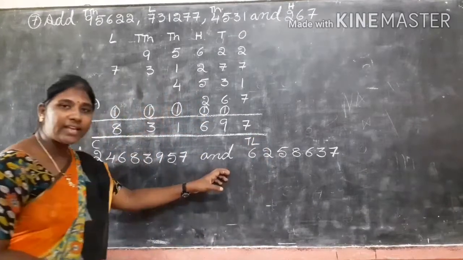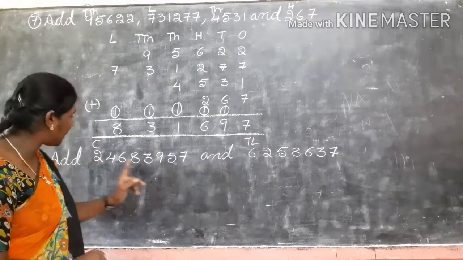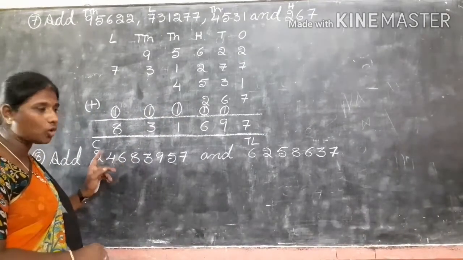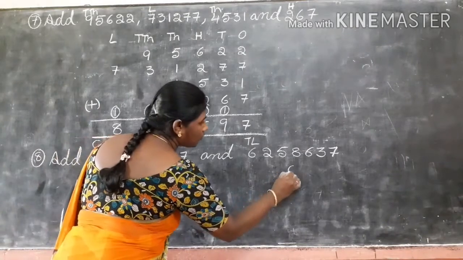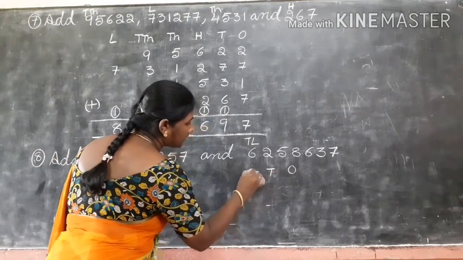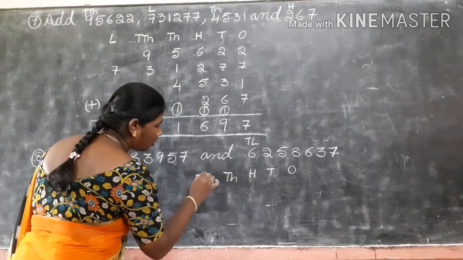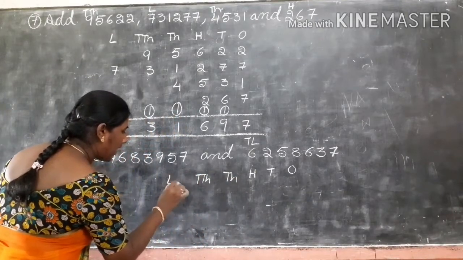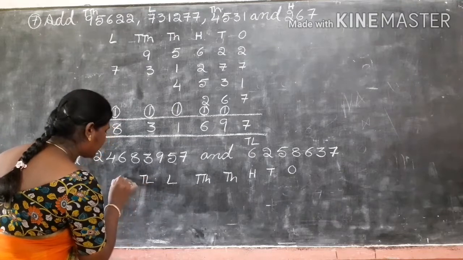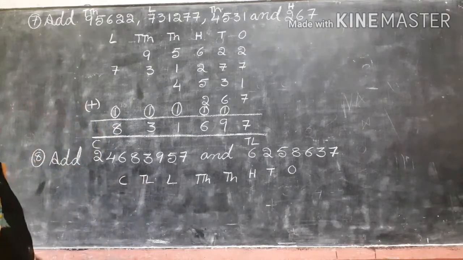So we have to write the place values from which place to which place. Yes, the highest one is the crores place. So ones place to crores: ones, tens, hundreds, thousands, 10,000s, lakhs, 10 lakhs, crores. These are the place values.